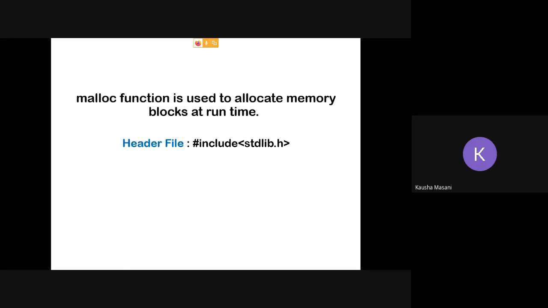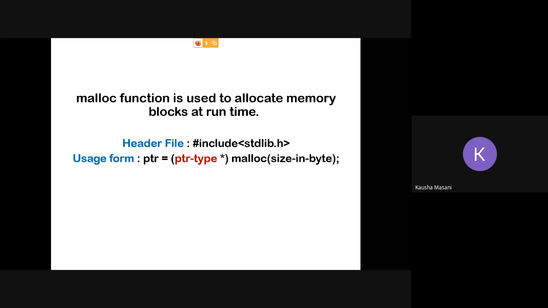Let's see. The header file which you have to include is stdlib.h. So don't forget this header file when you are working with dynamic memory allocation, or whenever you are going to use malloc and calloc. Don't forget to include stdlib.h, that is your standard library. How are you going to use it? Now see the malloc, let us go part by part.